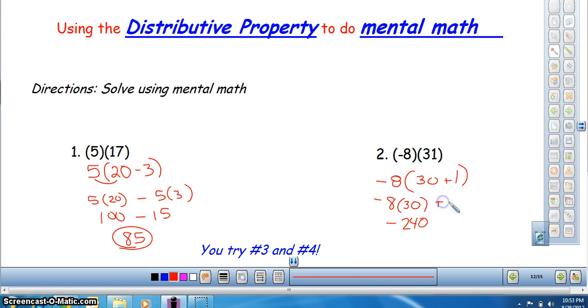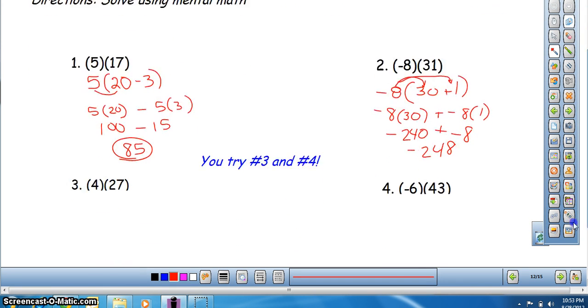Next, we're going to go plus, and we have negative 8 times the 1. Remember, you are distributing. That means you have to put the negative 8 times both. The most common mistake is that this will be left as just the 1. Plus negative 8 to get a negative 248. And if you want to plug it in your calculator to check if that's right, you can see that solution.